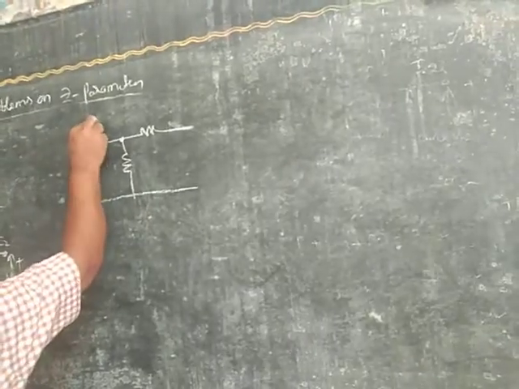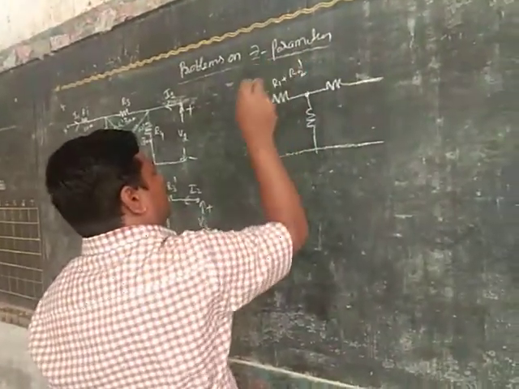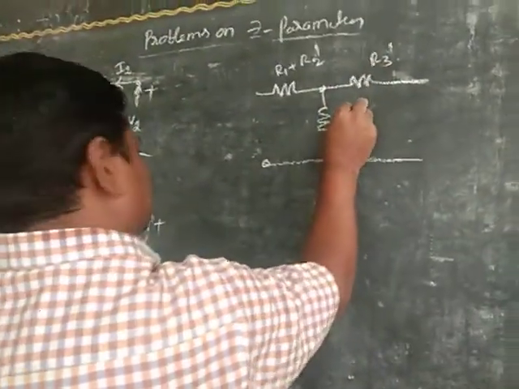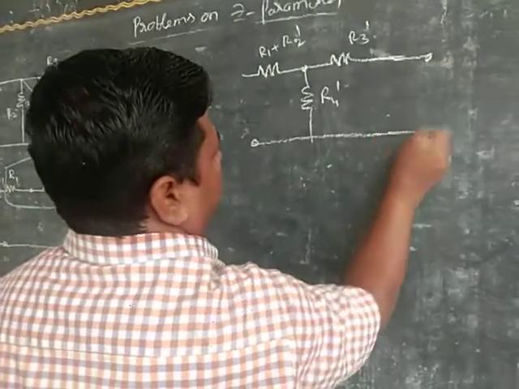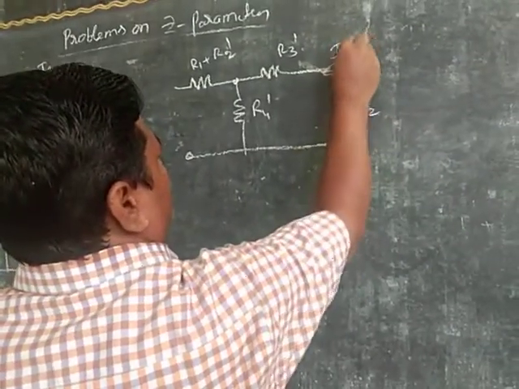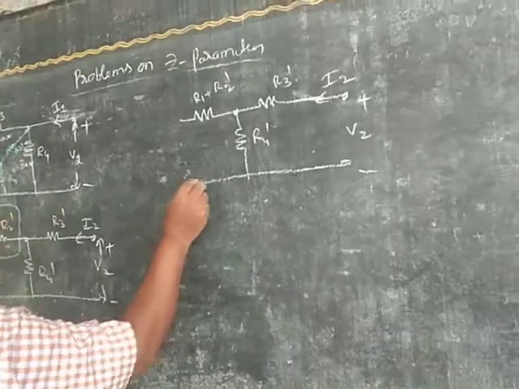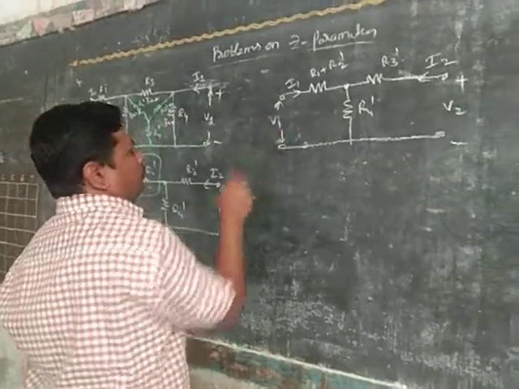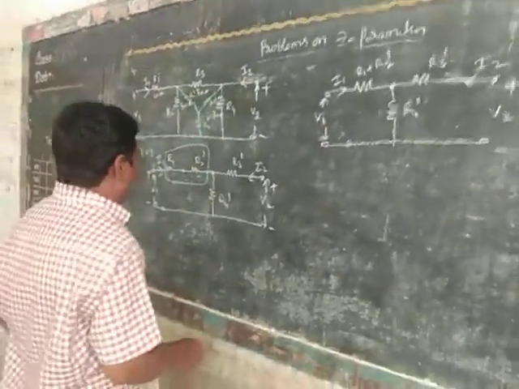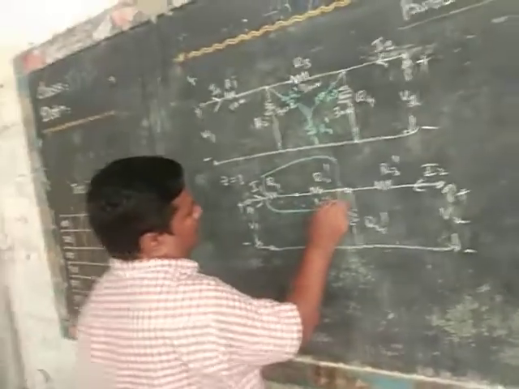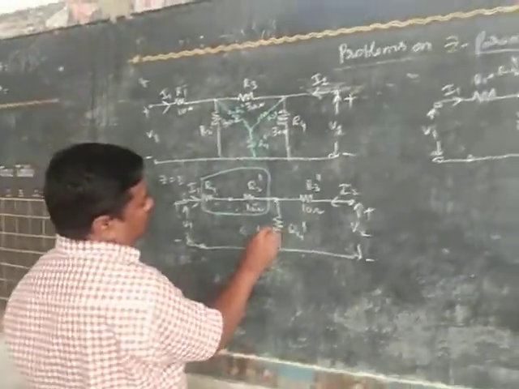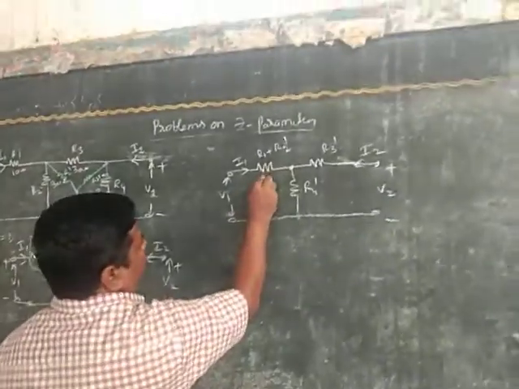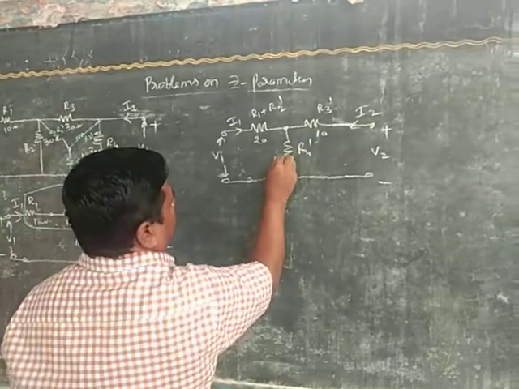Now this value is R1 plus R2 dash. This is R3 dash itself. This is R4 dash. V2, I2, here it is I1, V1. Already we know the values. R2 dash 10 ohm, all are 10 ohm. This is also 10 ohm. So R1 plus R2 dash is 20, 10, 10.